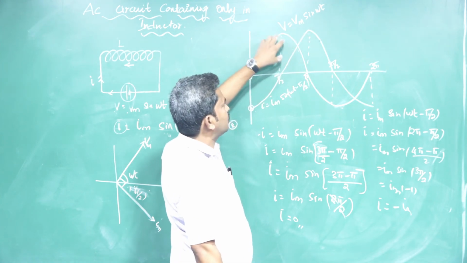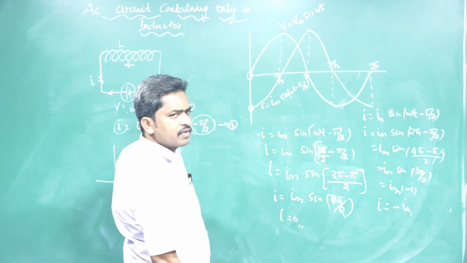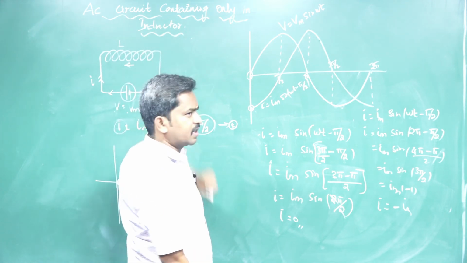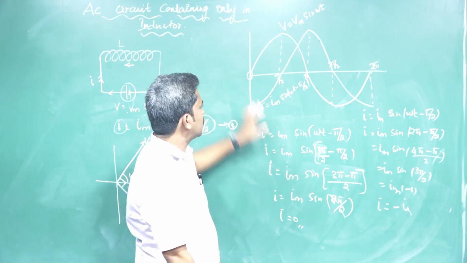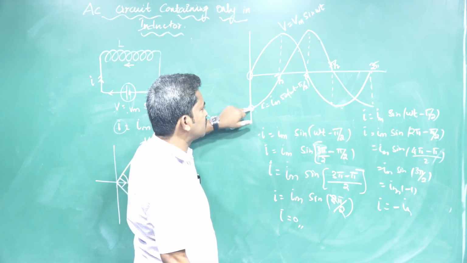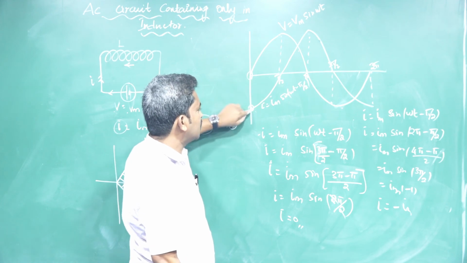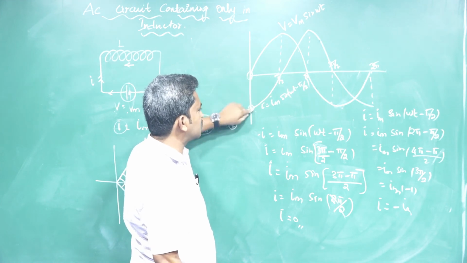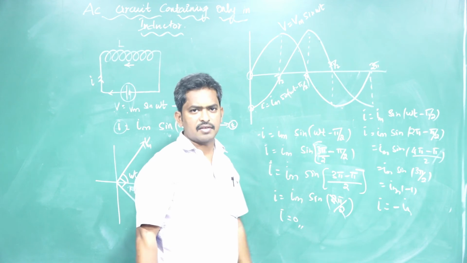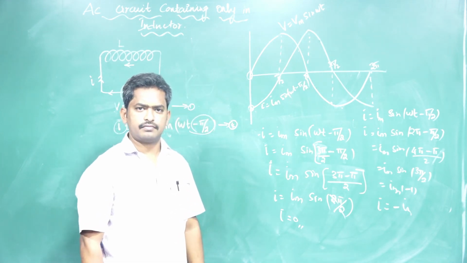This is very important. What is the phase angle between applied voltage and current in an AC circuit containing only an inductor? It is π/2. If voltage is 0, the current is at its maximum. The applied voltage is V = Vm sin ωt. When voltage is maximum, current is 0. The phase angle between voltage and current is π/2.